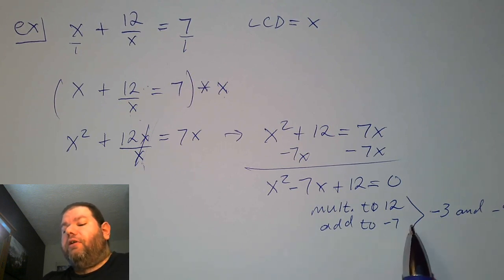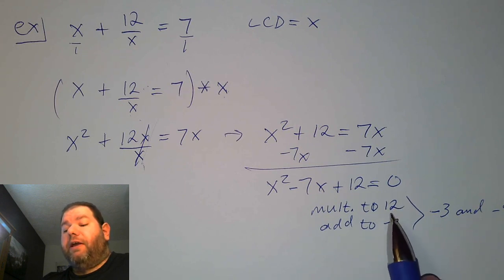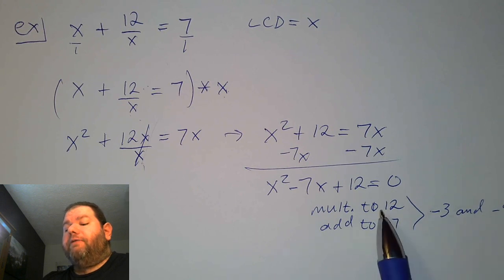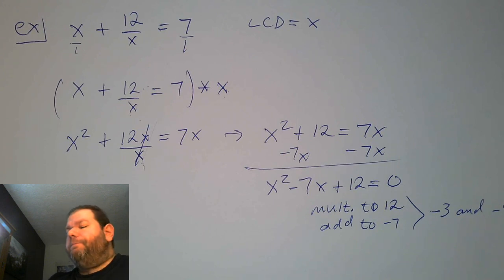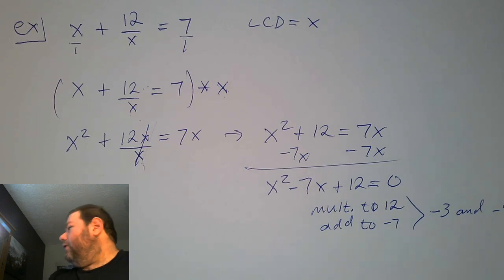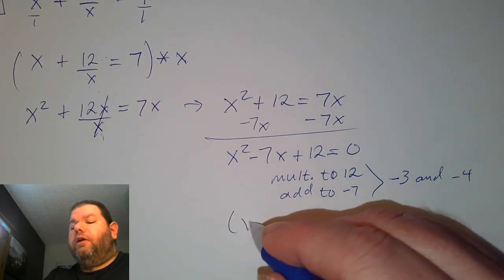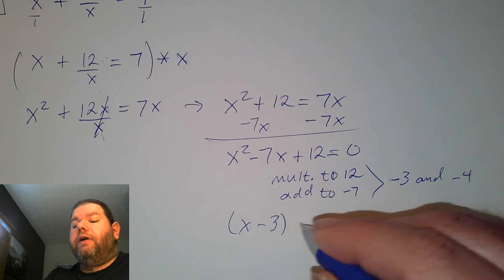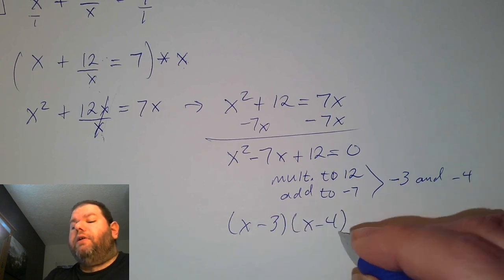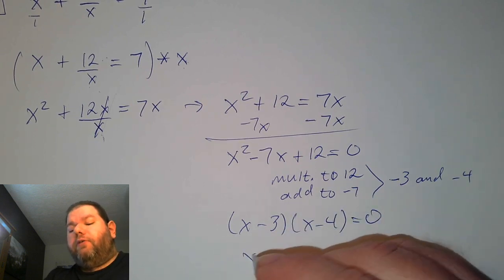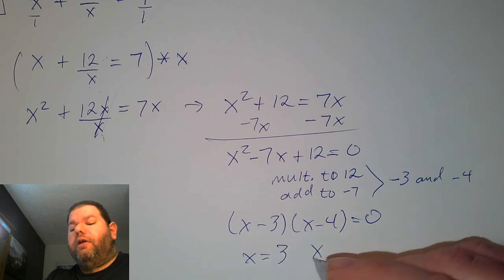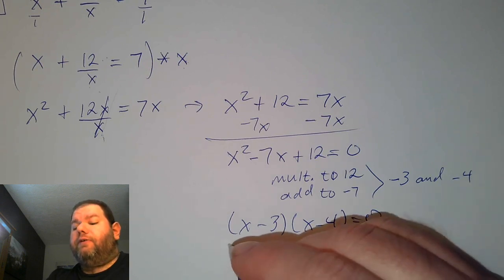We want to make sure that to get a positive product and a negative sum, it has to be a pair of negative numbers for that to happen. Negative times negative is positive, but adding two negatives together results in a negative. So that leads to our factorization: x minus 3 times x minus 4 is equal to 0. And so we end up with 3 and 4 as the solutions to this.